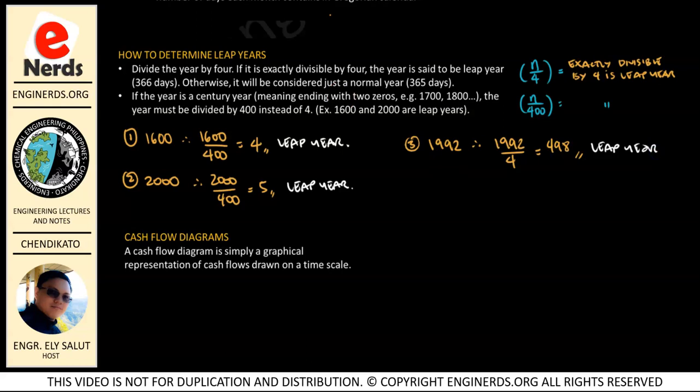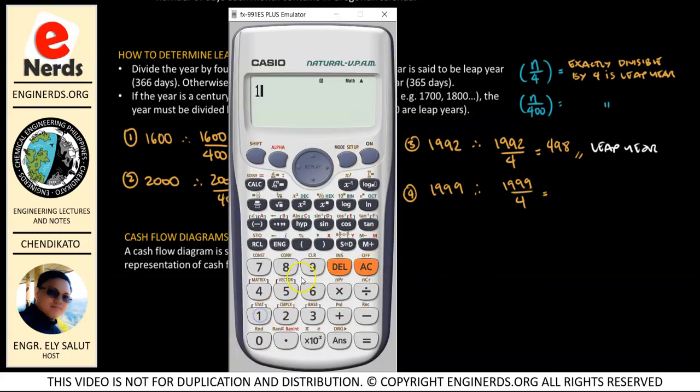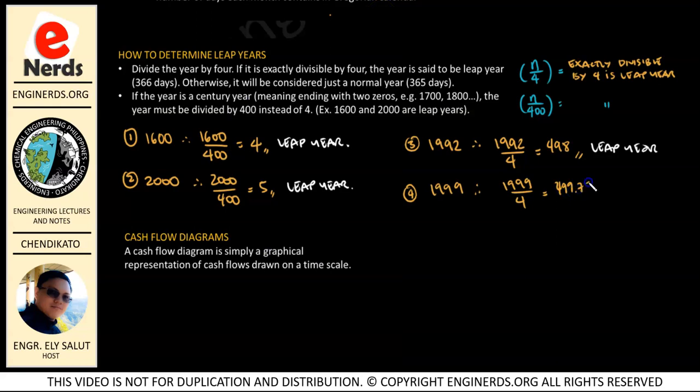Okay, how about year 1999? So, 1999 divided by 4 is equal to, let's see, 499.75. So, hindi siya exactly divisible by 4. So, therefore, this is not a leap year. Okay, so dahil may decimal point tayo dyan. Okay, so ganun lang guys, para malaman nyo kung leap year ba siya o hindi.